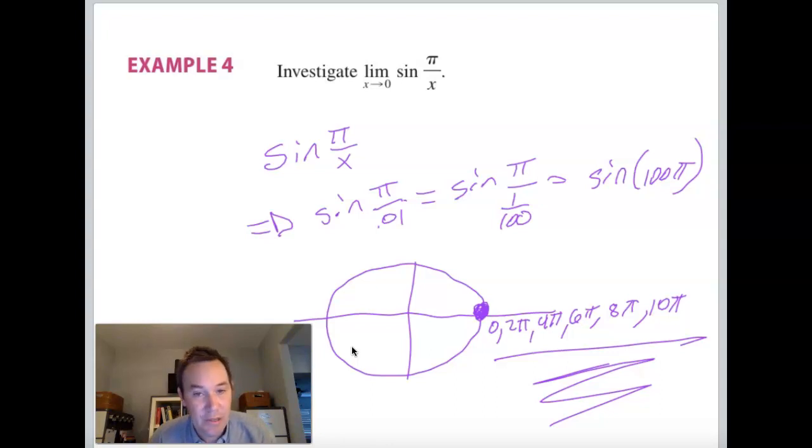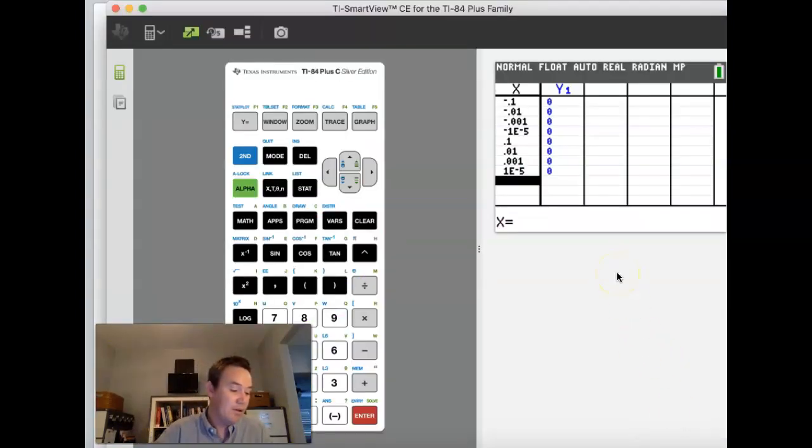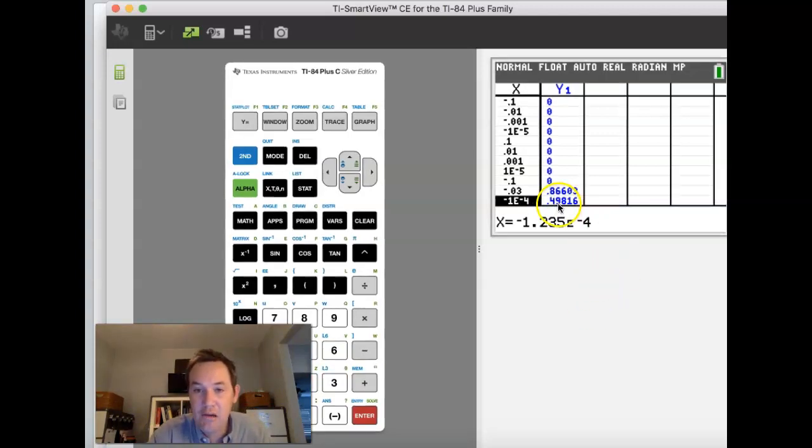This becomes really obvious when we look at the graph of what's going on here, but I want to show you in the calculator. Let's say I don't just use these multiples of 10. What if I get closer by using more random numbers? Negative 0.1 gave me 0, but what about negative 0.03? Negative 0.004. Okay, 0. Negative 0.004125. Huh. Now I'm actually getting outputs, even though I'm getting closer and closer to 0.